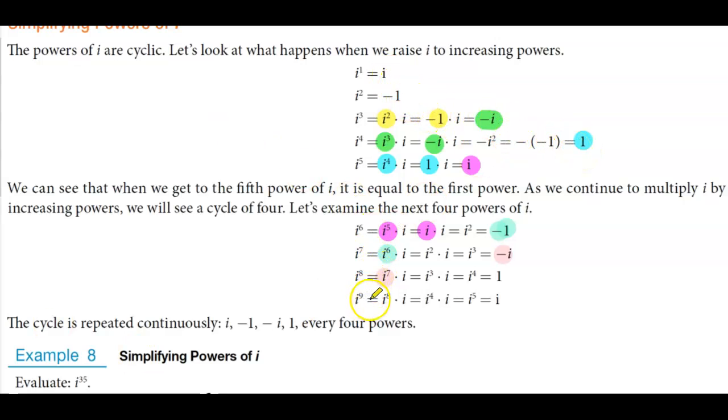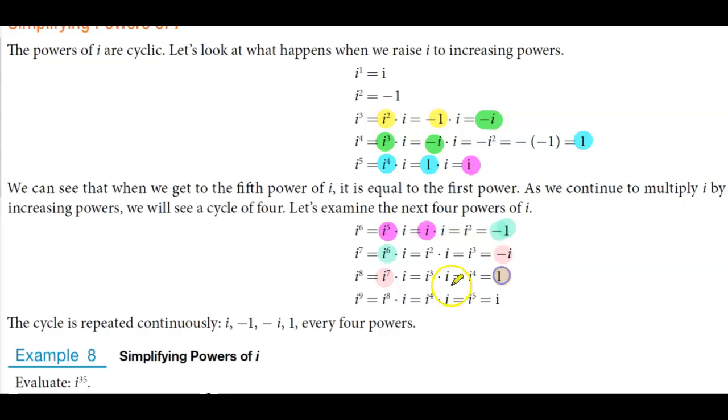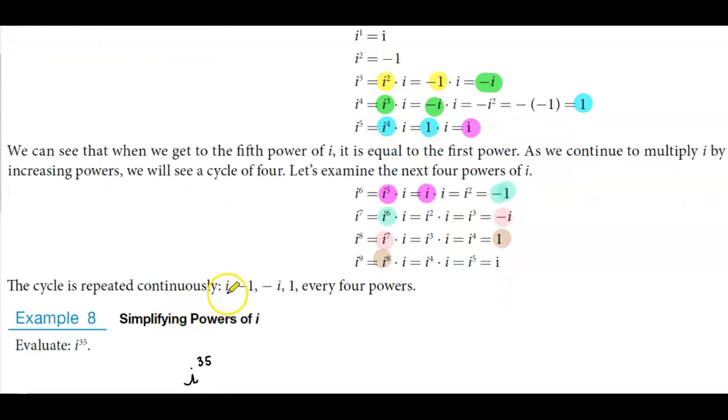Then we have i to the 9th. So i to the 9th is equal to i to the 8th times i. Remember that i to the 8th is 1, so 1 times i gives you i. So again, it's going back to starting over at i again. So again, the cycle repeats continuously, so you're going to have every 4 powers as i, -1, -i, and then 1.